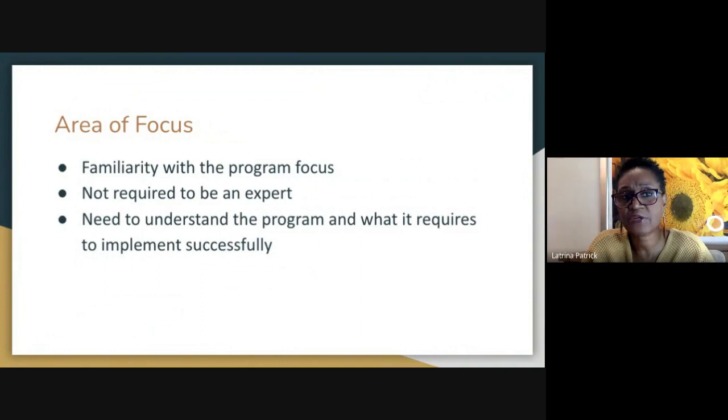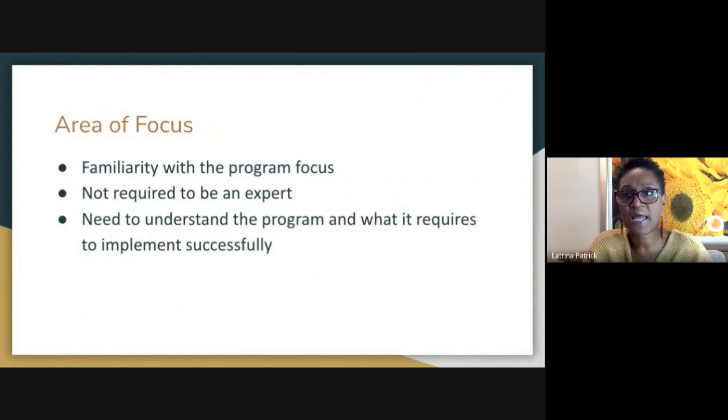So when we're talking about the areas of focus, there needs to be a familiarity with the program focus. So as I said, whether that's teen pregnancy prevention, substance abuse prevention, mental health treatment, whatever it is. So you don't need to be an expert. Obviously, you can't be an expert in everything, but it helps to have some familiarity with the subject.